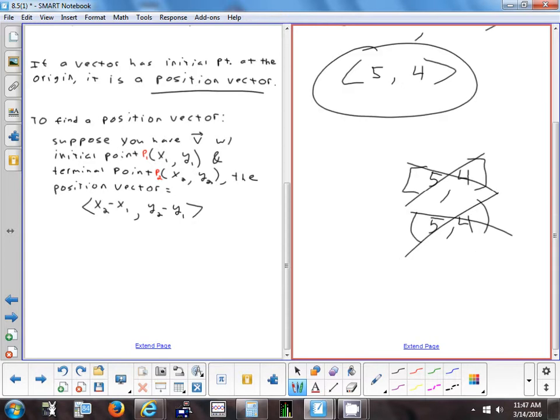Tomorrow we'll come up with a way of writing this without brackets. Has anybody written stuff like this in physics? 5i plus 4j? No? All right. We'll talk about this tomorrow.